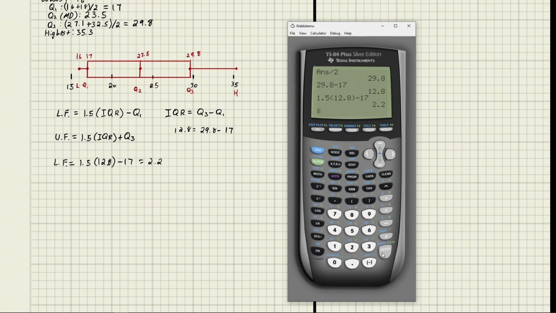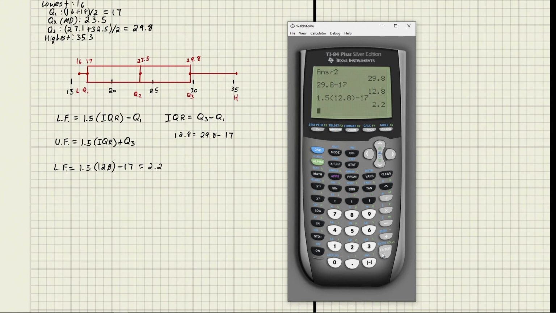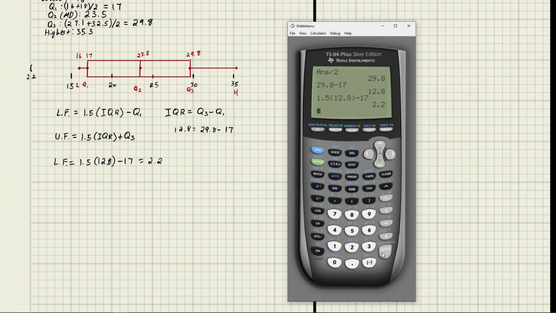So there's no numbers that are lower than 2.2. So there's no lower outliers. Some people like to draw a fence at the value 2.2, if I just said it was way out here. So there's nothing below that. So we're totally in the clear.